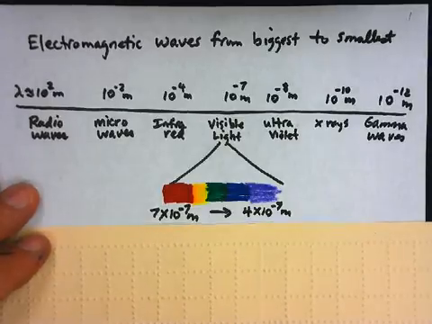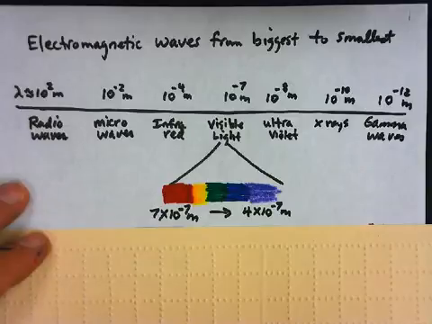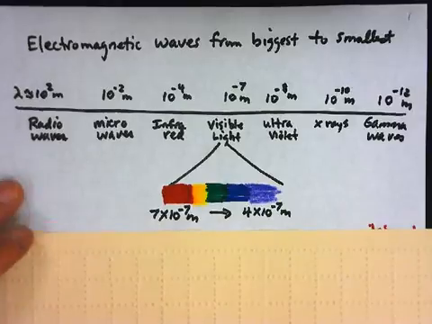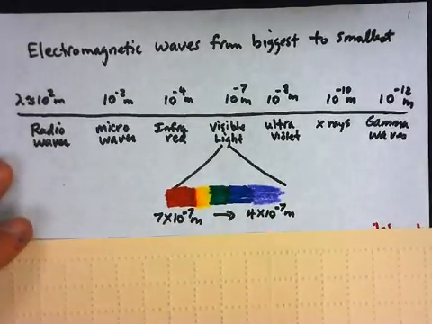Hi everybody. This is a little mini lesson on electromagnetic waves and photon production and how we can get different wavelengths of light produced by a hydrogen atom. First of all, let's look at the electromagnetic spectrum from the biggest wavelengths to the smallest wavelengths.